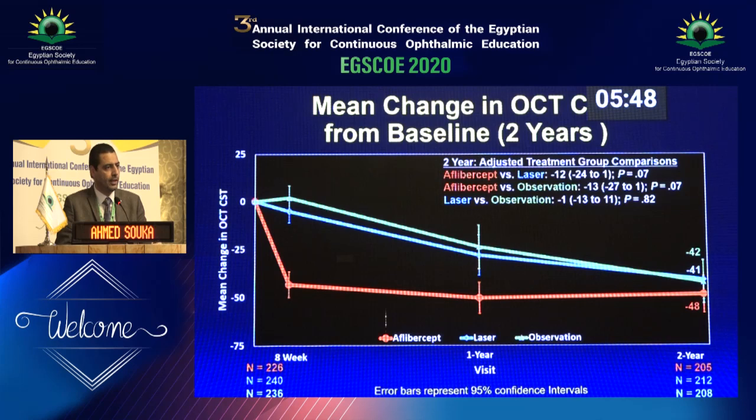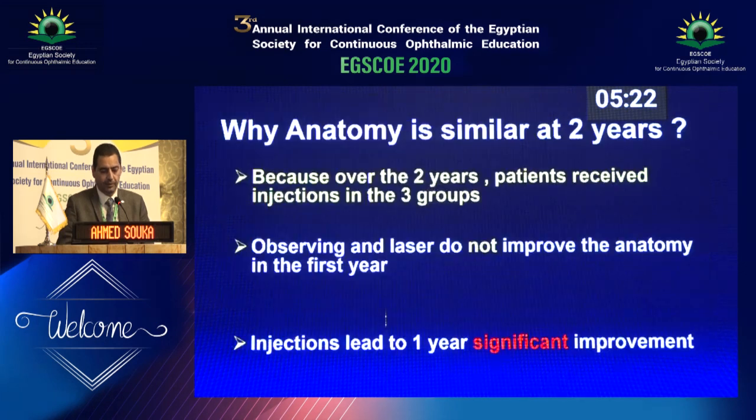Of course, patients injected early had better anatomy because they were simply injected that early. The observation and laser groups, by the end of 2 years, were similar in vision and anatomy. Why? Because the ones who had a significant drop in vision were also injected, and their anatomy improved also. And a minority had a drop in thickness without even being treated, as Dr. Sharif presented in one of these cases.